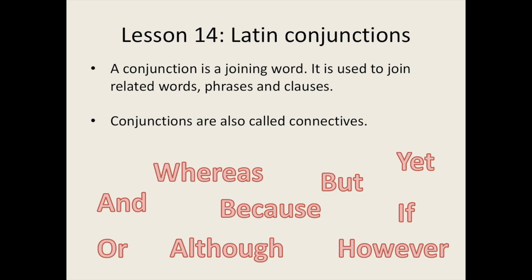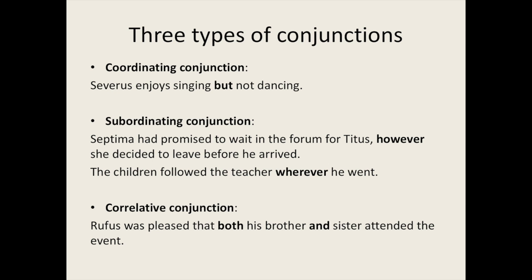Here are some examples of English conjunctions: and, whereas, because, but, yet, if, or, although, and however. This is not an exhaustive list, and I'm sure you can think of many more. There are three main types of conjunction.